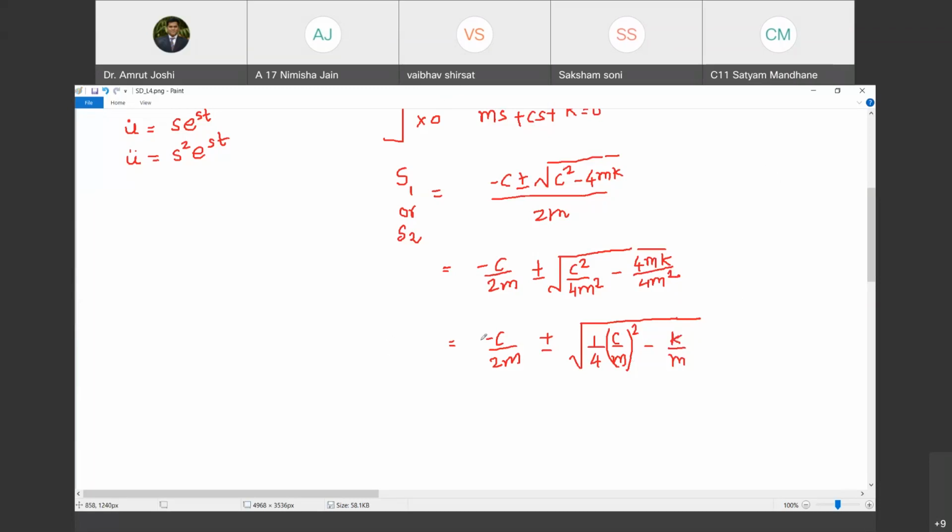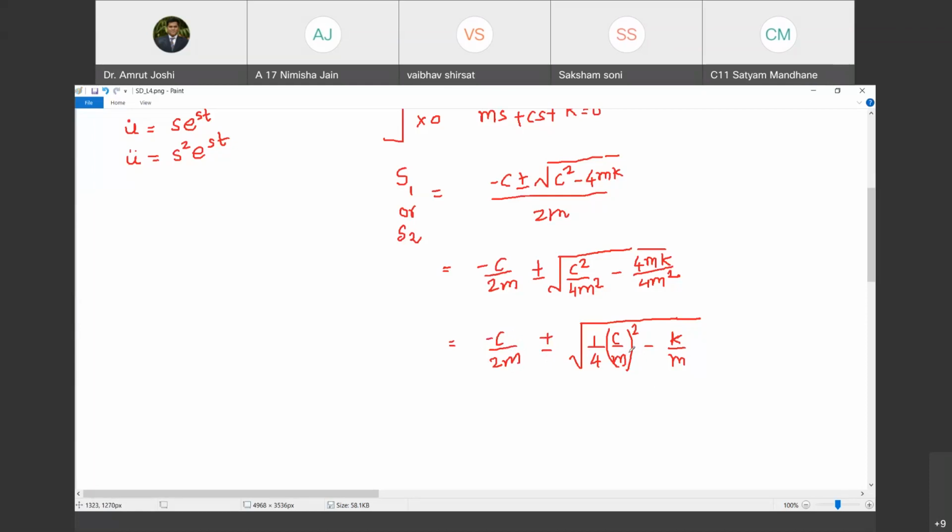Yes. And then we said that we are going to have three cases. What are these three cases? The first case is when (1/4)(c/m) bracket squared is greater than k/m. In that case, you are going to have a positive value inside the square root sign. Therefore, you are going to have two real roots which are distinct. One root will have this quantity plus this quantity, another root will have this quantity minus this quantity. But the roots are going to be real.